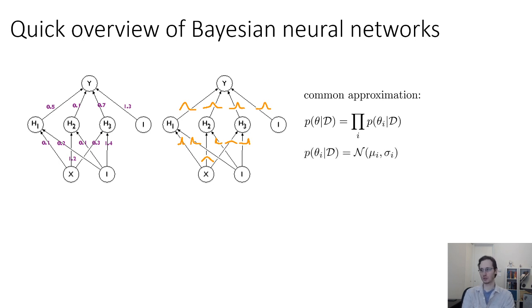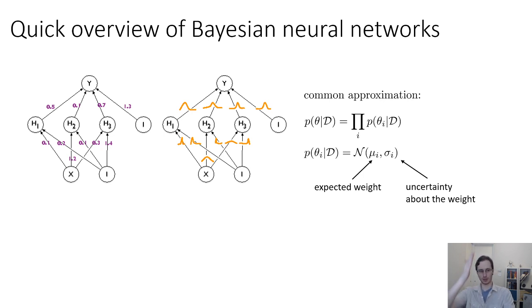A common choice for the independent marginals is to represent each marginal with a Gaussian distribution. And that means that for every weight, instead of learning its numerical value, you learn its mean value and its variance. So for each weight, you have not one number, but two numbers now. You have the expected weight value and the uncertainty about the weight. And that is a very nice intuitive interpretation, because you've gone from learning just a single weight vector to learning a mean weight vector, and for every dimension you have a variance.